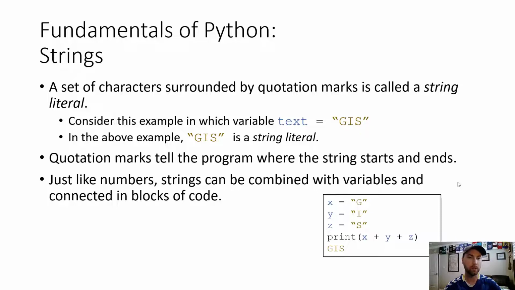Just like numbers, strings can be combined with variables and connected into blocks of code, and we call this concatenation. So in this example here, x equals g, y equals i, z equals s, print x plus y plus z, and the output is GIS. So again, we can use variables just like with numerical values in this case.